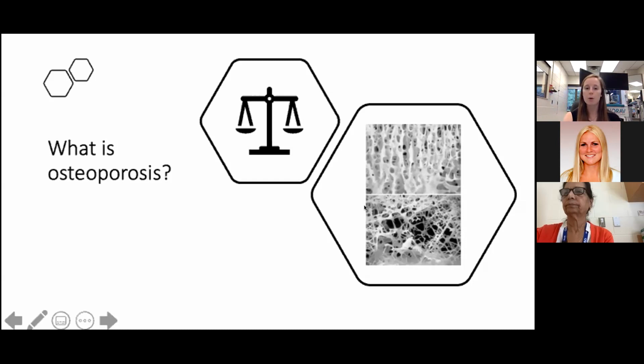And often as we age, it gets tipped to the more bone breaking down and less bone formation side, which means that our bone goes from looking like this nice, dense bone where you can't see very much black to this bottom square here where you can see it's a lot thinner. There's a lot more black showing through, and there's a lot more holes and pores in that bone. Okay, so remember, osteoporosis, bone that is porous.